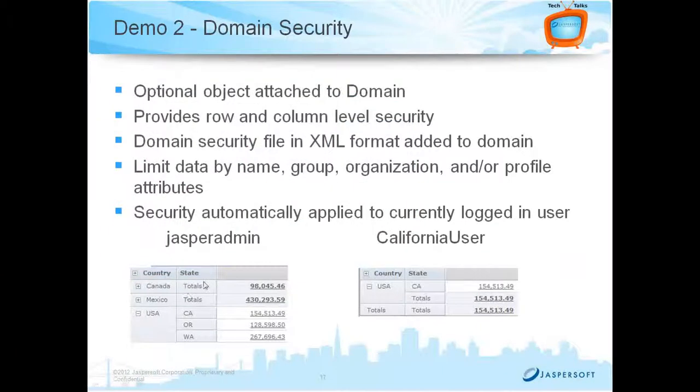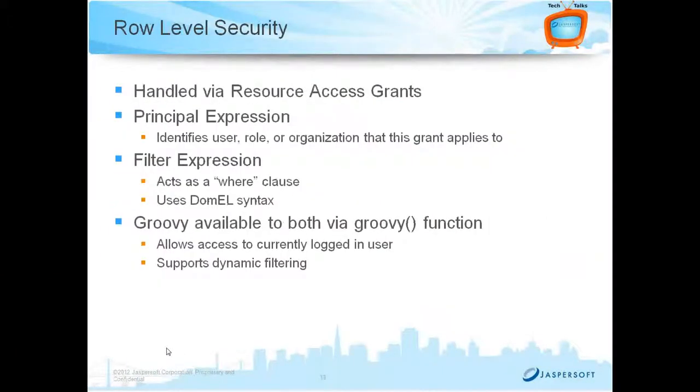So just to summarize, the role-level security is handled via what we call the resource access grant. The principal expression is, as I said, the trigger. You need to identify the user, role, or organization this grant applies to, for example. And then you have the filter expression. This is what happens when the principal expression is true. It acts as a where clause.